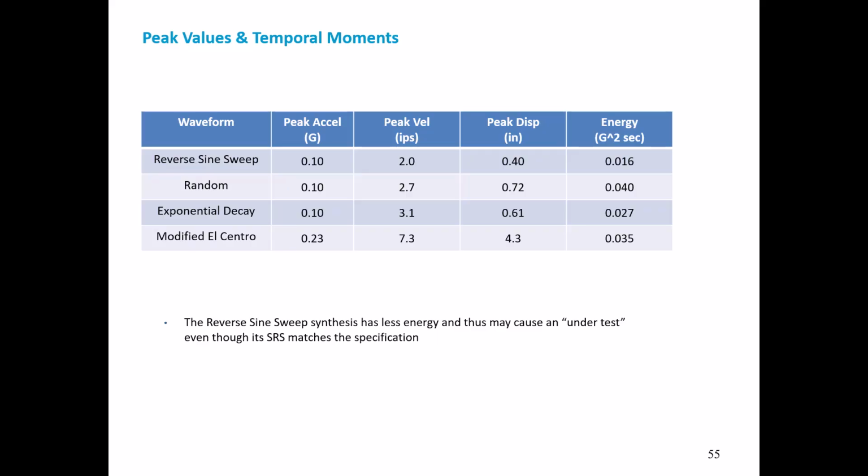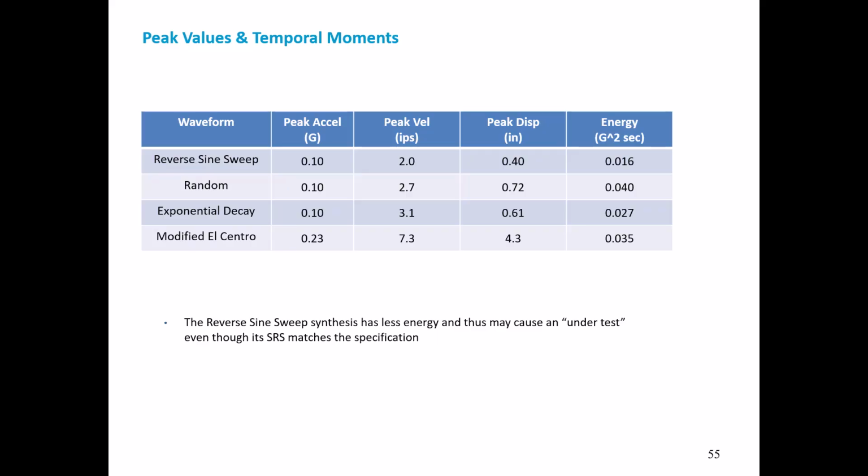Now each of those 3 satisfied the specification within about plus and minus 1 dB tolerance, but yet their energy levels differ by a notable amount. So as we mentioned last time, maybe our component in the test situation or analytically would pass the reverse sine sweep but fail the random if it were sensitive to the energy parameter. So that's something to think about.